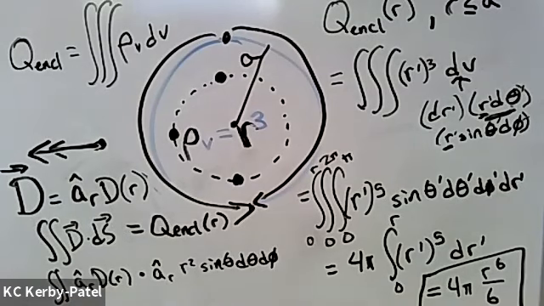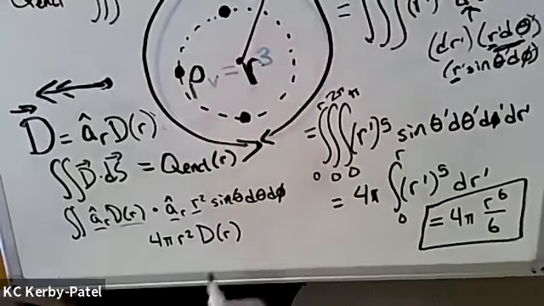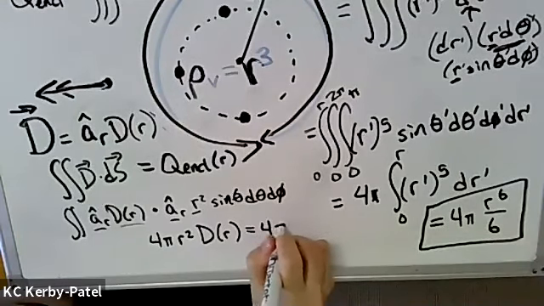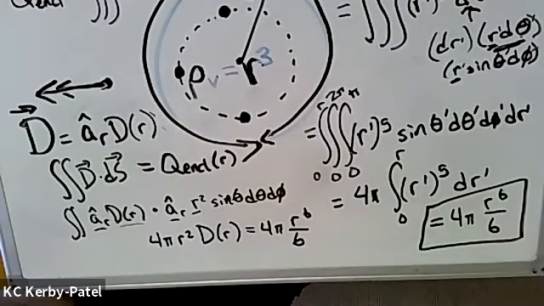Evaluating all of this, nothing here depends on R. There's no integration along R, so these R-dependent things can come out. This dot product evaluates to 1, and then again we're integrating sine theta d phi, which gives us 4 pi. So that is equal to 4 pi R squared D of R, which is equal to this thing that we got for the enclosed charge, 4 pi R to the 6th over 6.